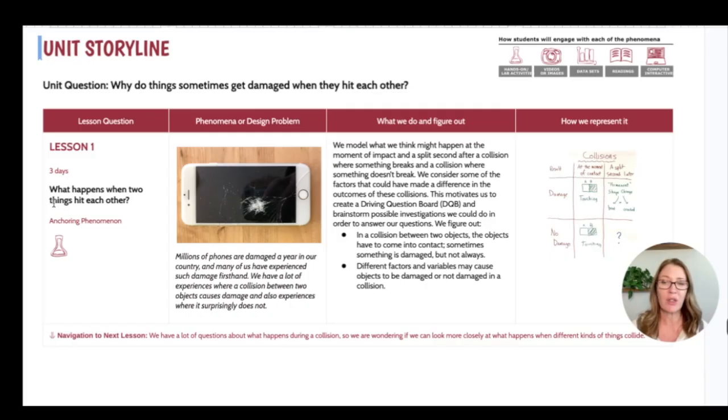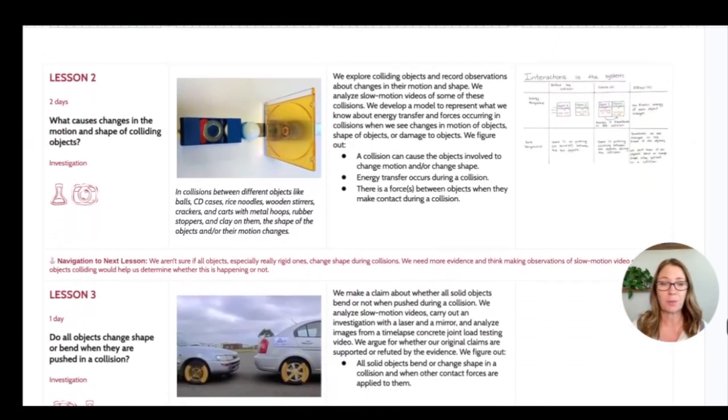The lesson question is, what happens when two things hit each other? Remember, each lesson has a question that we are trying to figure out. The unit question is overarching for the whole unit. So let's move into lesson 2.